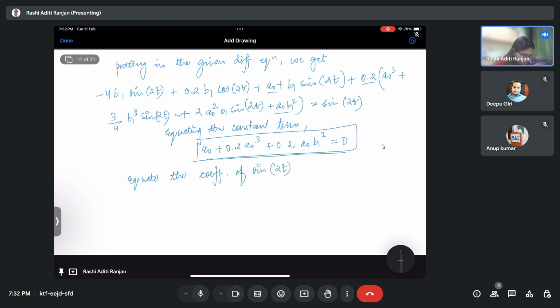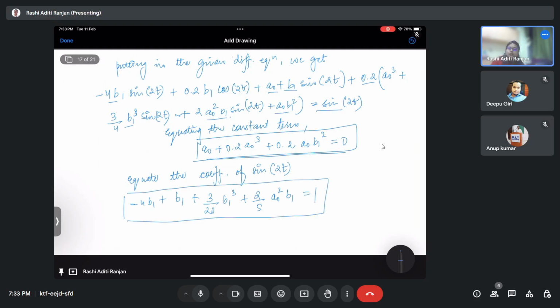So we will have minus 4b1, this one, then we have b1 plus b1, then we have this 3 by 4 into 0.2, which will be nothing but 3 by 20 b1 cube, and then we will have this 2 into 0.2 which will be nothing but 4 by 10 or 2 by 5, 2 by 5 a naught square b1, and this will be equal to 1. Correct? This is what we got.